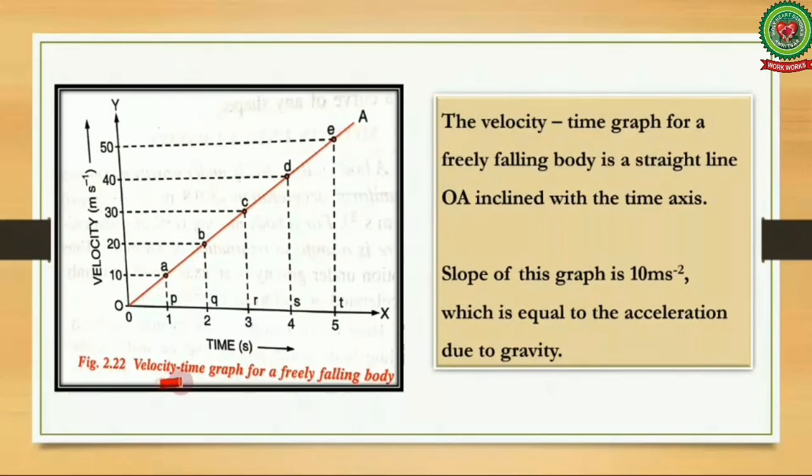Next is the velocity time graph for a freely falling body. As the velocity is increasing, the velocity time graph for a freely falling body is a straight line OA inclined with the time axis. So this is OA. The slope of this graph is 10 meters per second square. So if we find the slope of this graph, we'll get a constant value of 10 meters per second square, as it is the value of acceleration due to gravity.